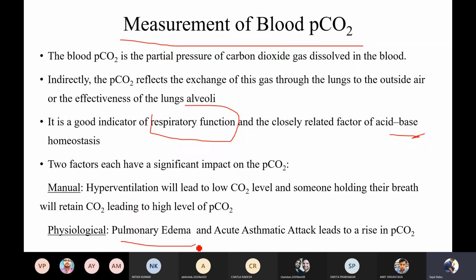That means if you are having any pulmonary edema or acute asthmatic attack, then it may lead to PCO2 increase. Okay. So have you understood the interaction part of PCO2?